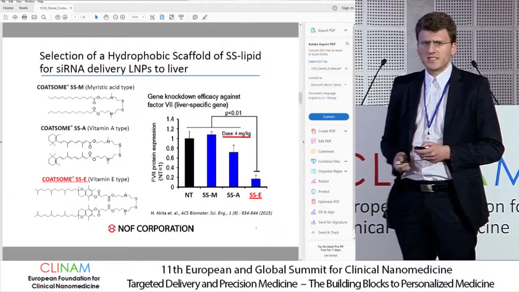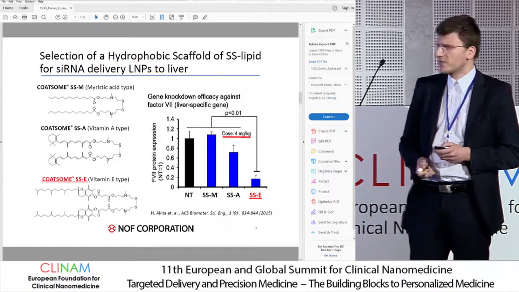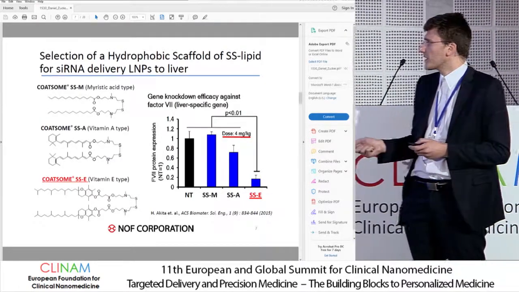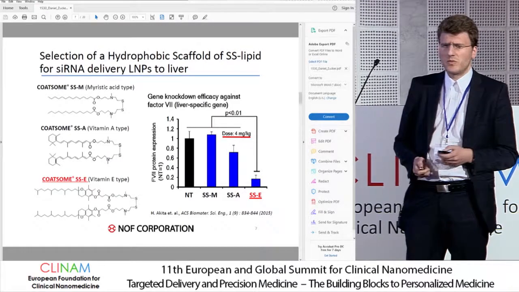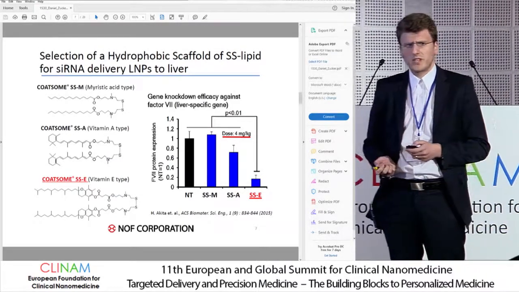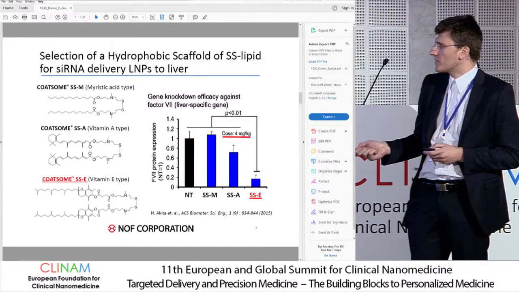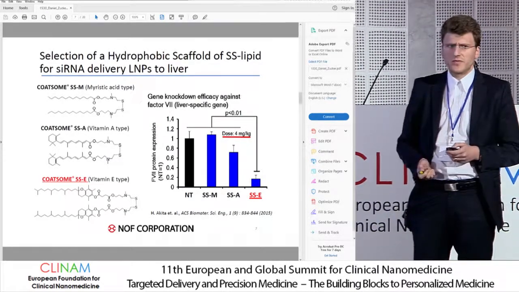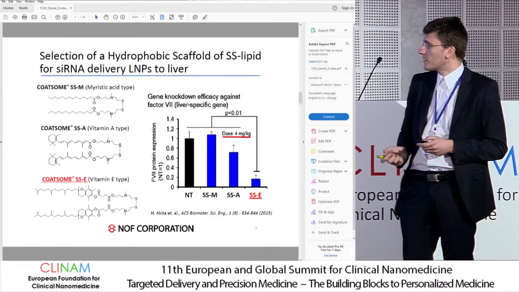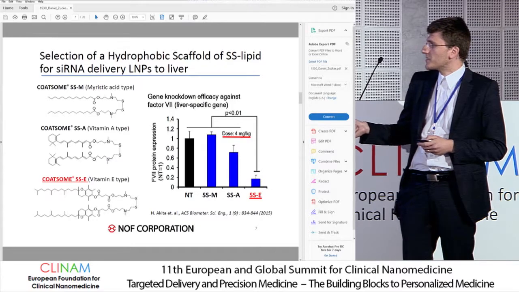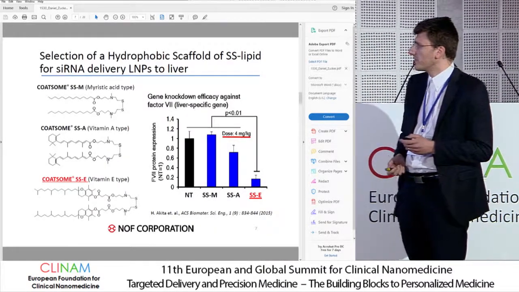We encapsulated siRNA against factor 7 that is produced predominantly in the liver. We injected lipid nanoparticles to mice, and we measured the knockdown efficiency. We observed that the COATSOME SS-E construct had significantly better delivery efficiency than the other constructs, and this is because it has high binding to apolipoprotein E.